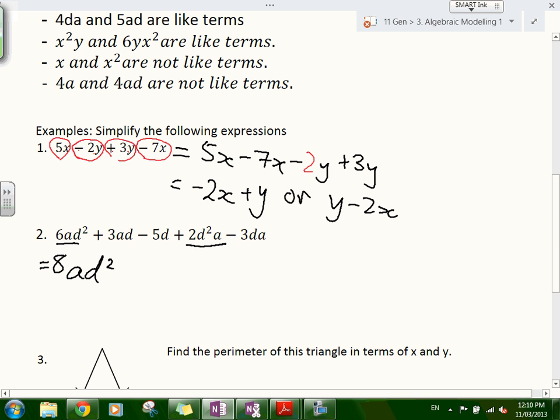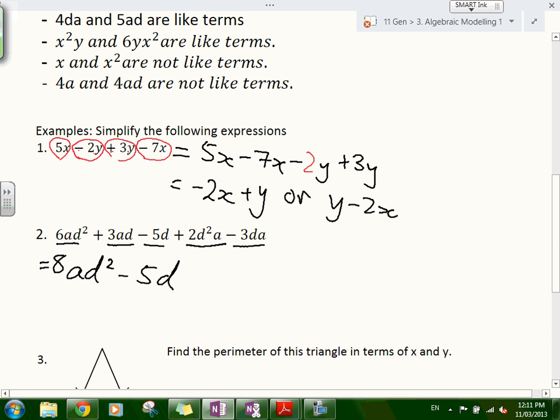Alright, what about 3ad? Are there any like terms with 3ad, Brandon? Which one? 3dA. So what happens? 3ad minus 3dA? What is that? Take away something. 3dA and 3dA are the same. You're subtracting them from each other. What do you get? Nothing. You get 0. Okay, so you're just taking it off. And then the last one is minus 5d, but that is just by itself. There's no like terms in minus 5d.